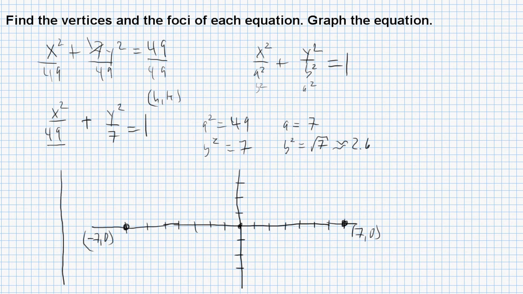Now the minor axis distance is the square root of 7, which is about 2.6, so about up here and about down right there. We will label those 0, rad 7 to give the exact value, and then 0, negative rad 7 on the bottom side. Now we can just go ahead and sketch in our ellipse like that. I'm sure yours will be much neater. And don't forget, we're labeling each of the vertices with coordinates.